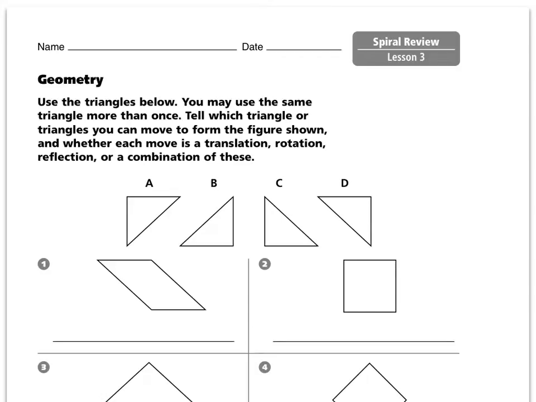Let's look at Chapter 5, Lesson 3, Review. The geometry part, we need to use the triangles below. So that means A, B, C, and D. You may use the same triangle more than once.